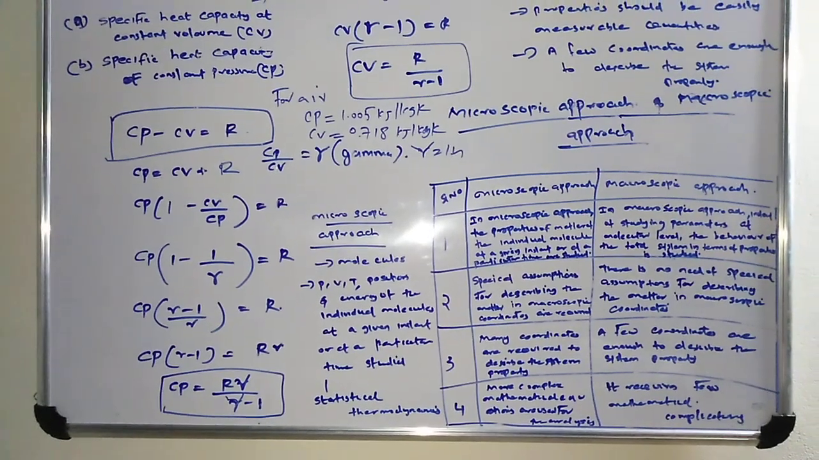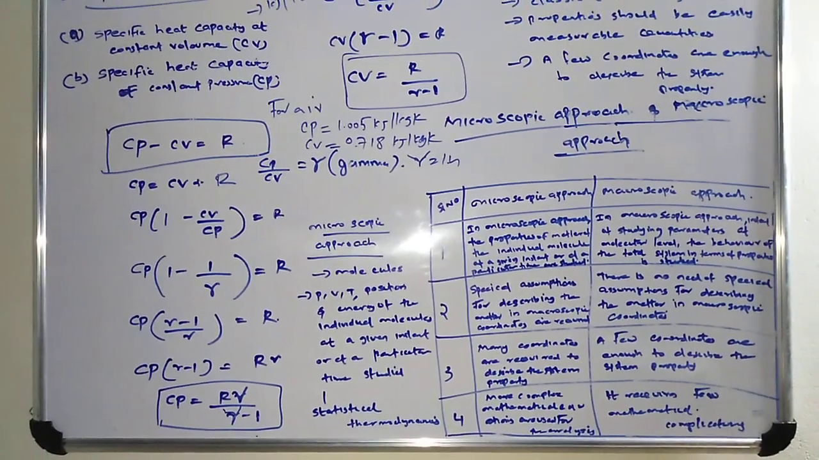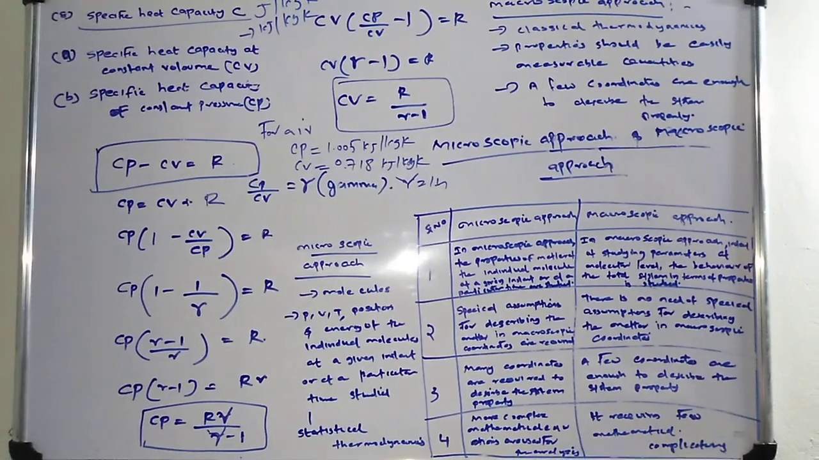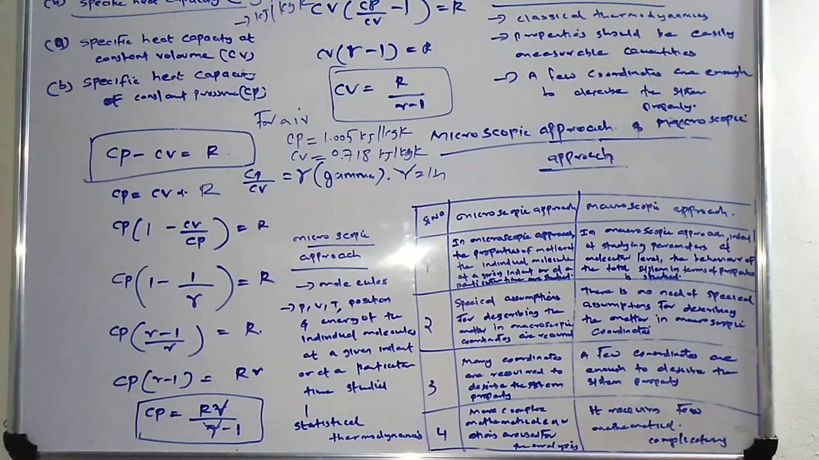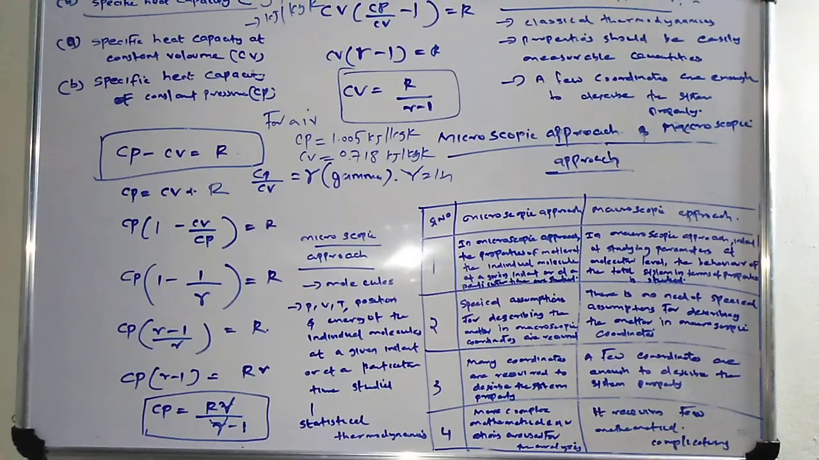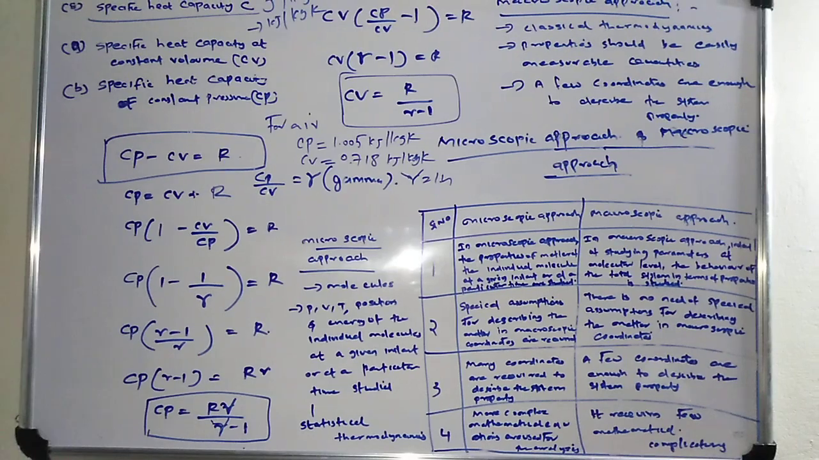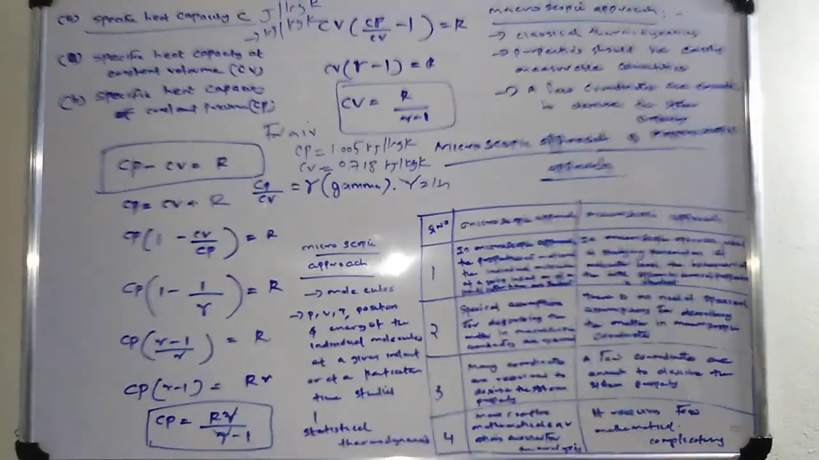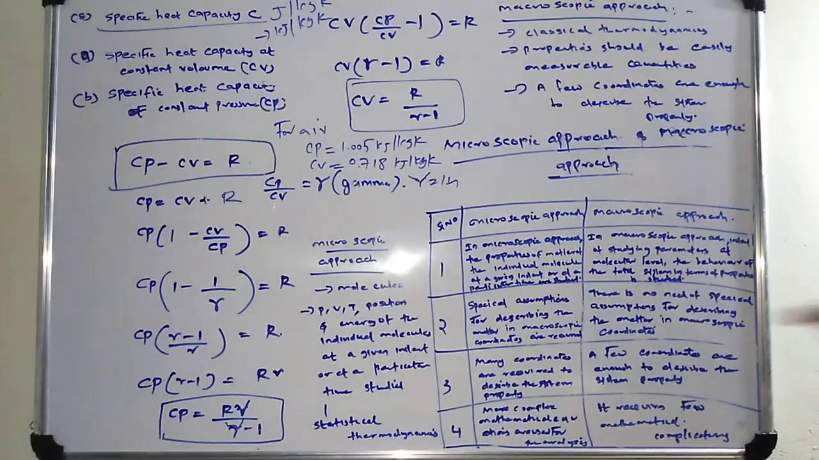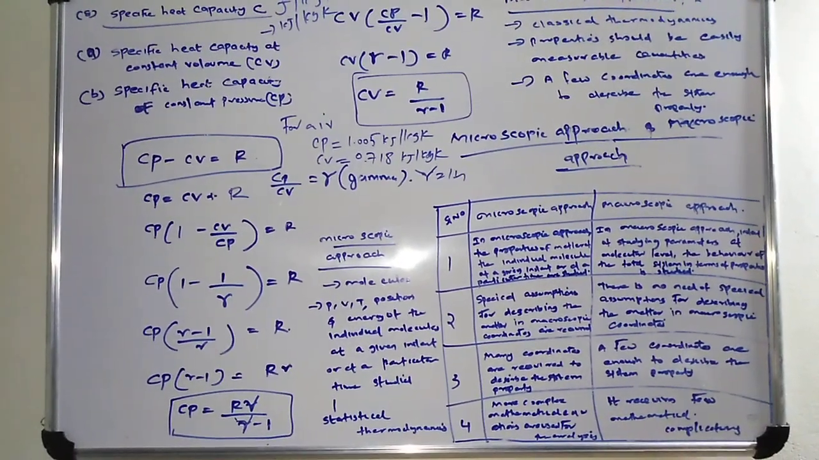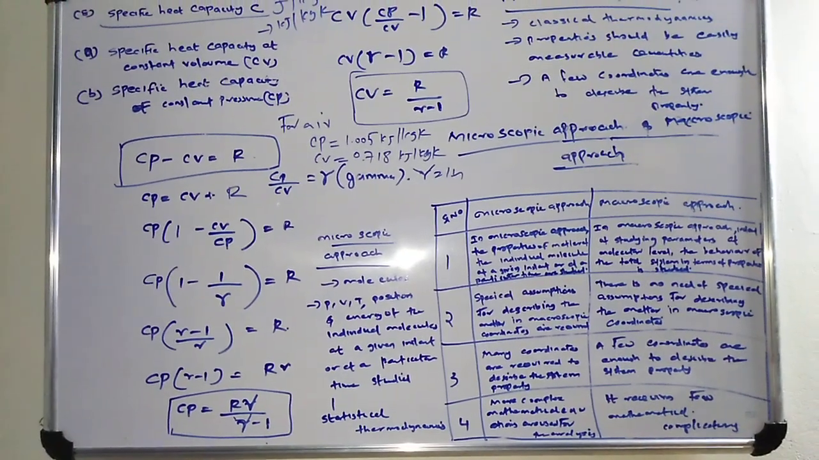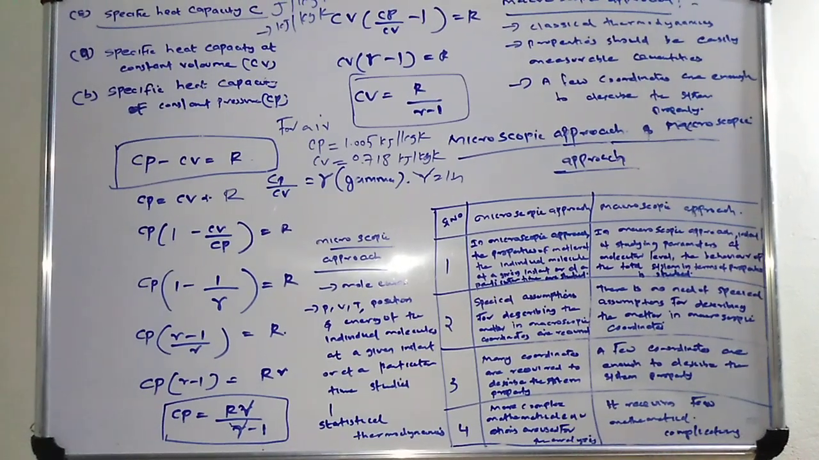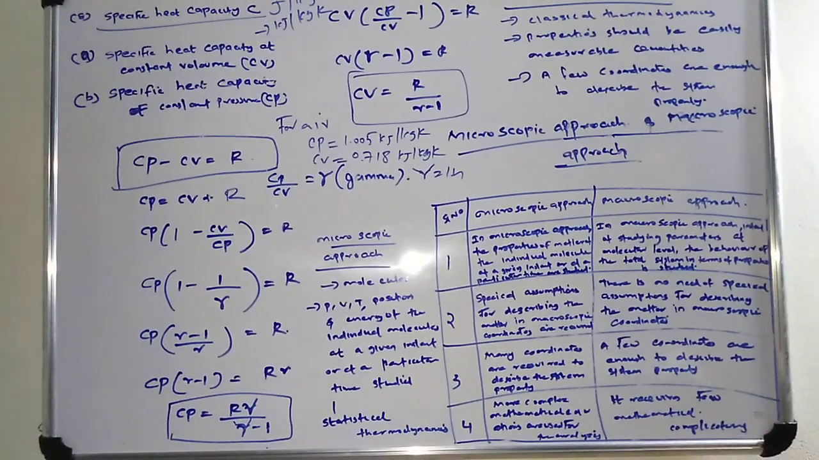In the second point, in the microscopic approach, special assumptions for describing the matter in macroscopic coordinates are required. In the macroscopic approach, there is no need of special assumptions for describing the matter in macroscopic coordinates. Third point, in the microscopic approach many coordinates are required to describe the system properly. In the macroscopic approach, a few coordinates are enough to describe the system properly. Last point, in the microscopic approach more complex mathematical equations are used for the analysis. The macroscopic approach requires few mathematical complications.